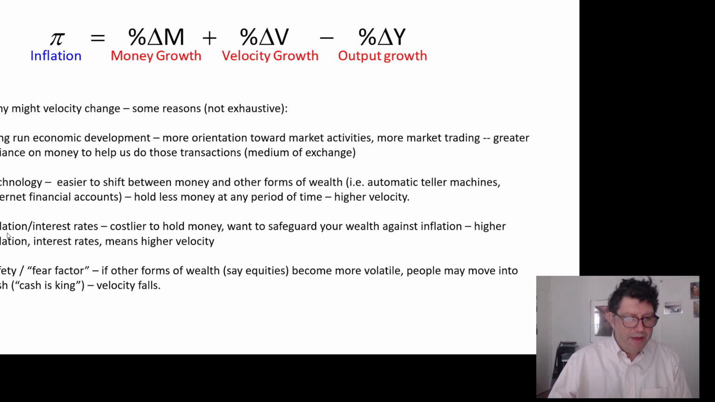Okay. Finally, there's one more thing that I think we have to mention, and we think of this as the fear factor, or safety. There have been times, and I'm thinking of back in 2008, 2009, when people began to worry about the stock market, and they had to take their money out of equities. They have to put it someplace. And what do they do? This is what I remember the investment advisor saying: at a time like this, cash is king. So if cash is king, if you're moving your wealth out of equities and into money, velocity is falling. So these are two factors.